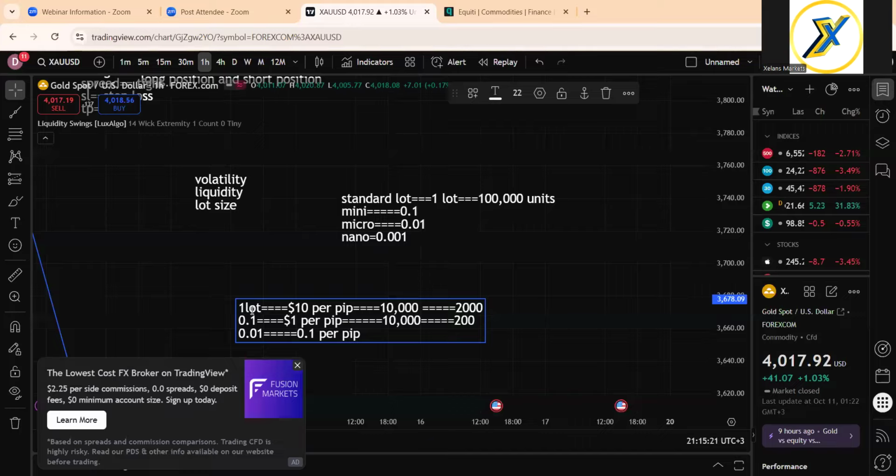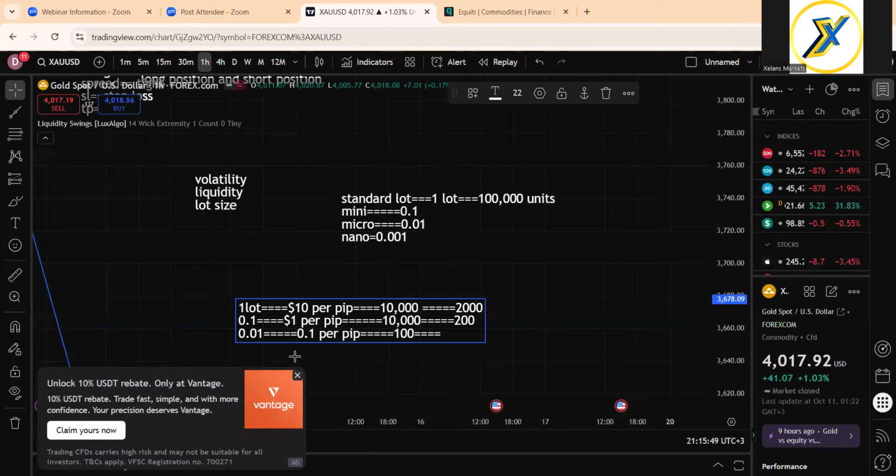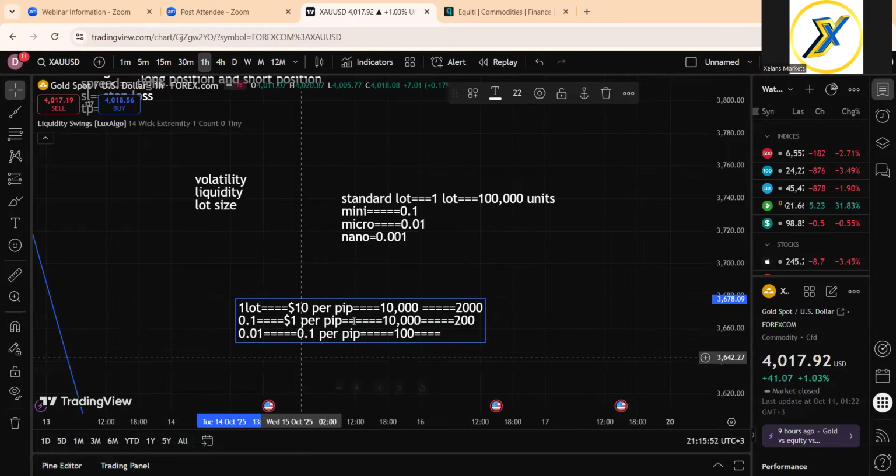You understand? So if you have a smaller account of, let's say, $100, for example, if gold moves your direction, you could flip $100 to $2,000. But if it moves negatively with a lot size of 1, it means you literally blow your account. So that is why the lot size you're using is very, very key. I hope we're together up to that point.